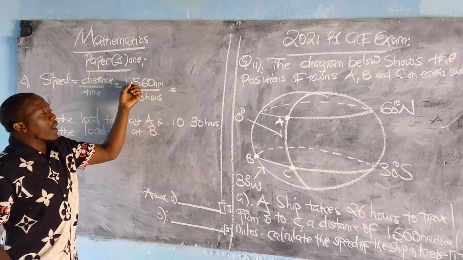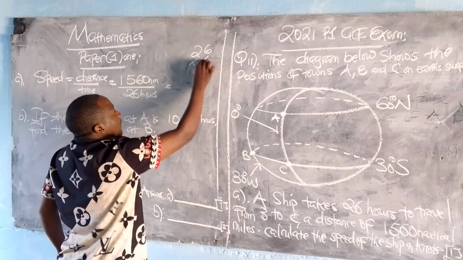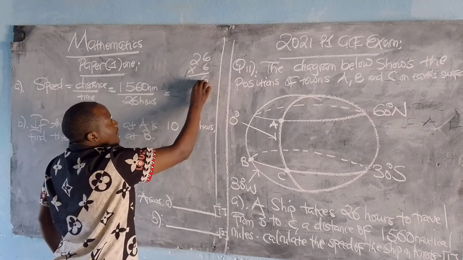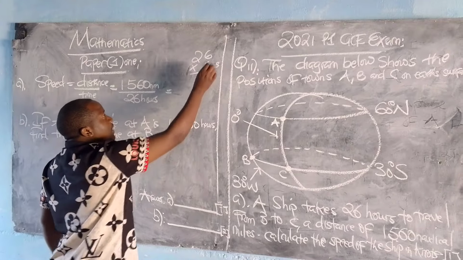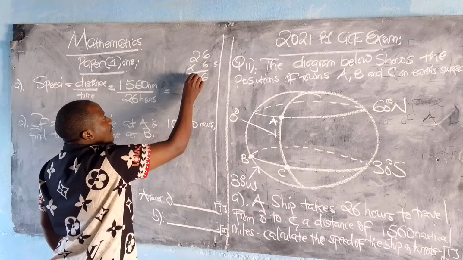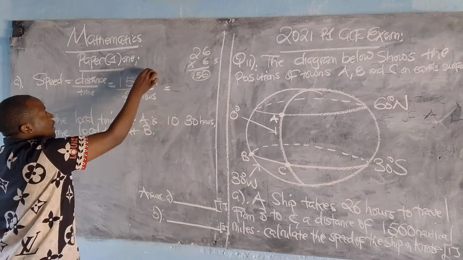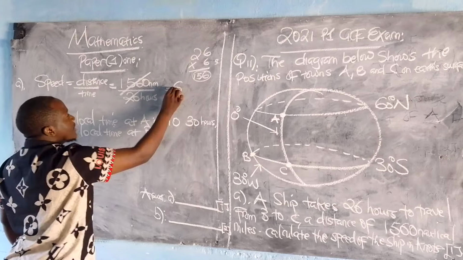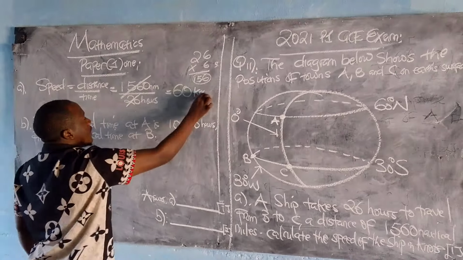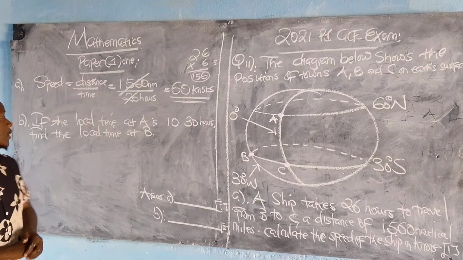26 into 156, we're going to try. So if we say 26 multiplied by 6, we say 6 times 6. This is going to give us 36, carry a 3. 6 times 2 is going to give us 12, plus 3, this one is going to give us 15. So 26 times 6 gives us 156, and we remain with a 0. Then we put the unit, that is knots. So that is the answer, 60 knots.